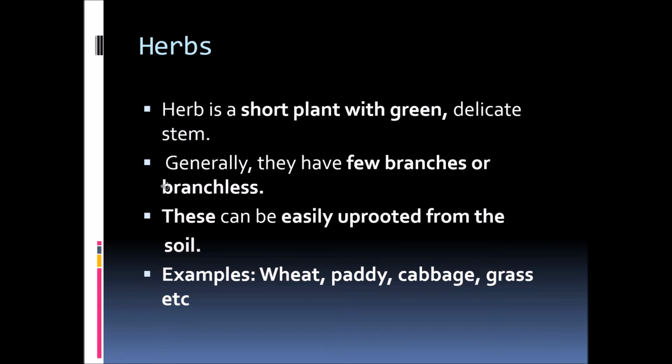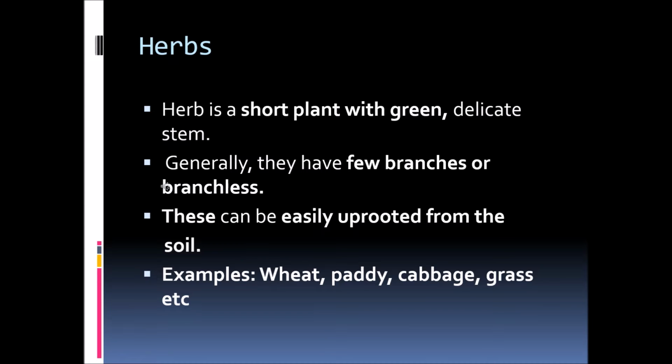First type is herbs. A herb is a very short plant with a green and delicate stem. The stem won't be very strong. It will be very soft and weak and the plant is green in color. Generally they have only one or two branches or no branches, and they can be easily uprooted from the soil. The roots can be seen on the top of the soil itself. It won't go deep inside. Since they are very small plants, the root will be present over the soil itself.